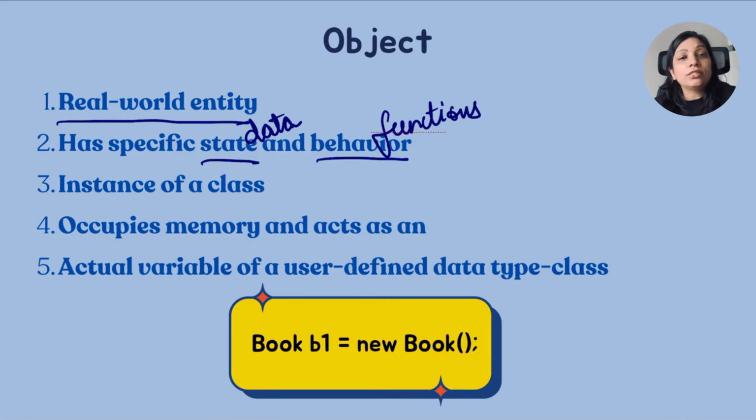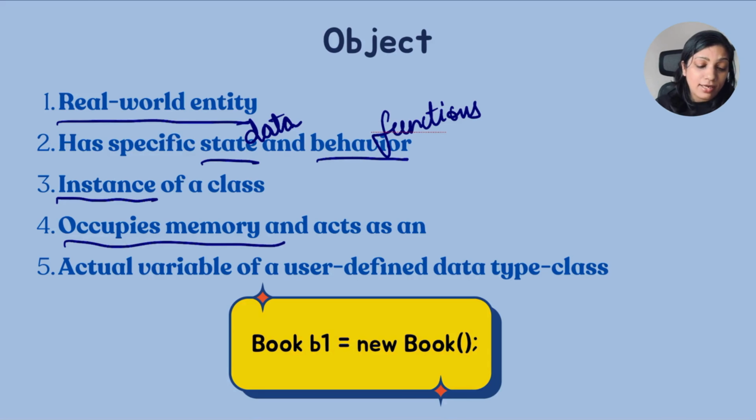A class is just a concept. In order to work upon a class, we must be able to access the data and the member functions. That is possible only with the help of objects. So objects are actually the instances of a class, which will help us to access data and the functions of the class. And an object is the only thing which occupies memory, and it acts as an actual variable of a user-defined data type, the class.